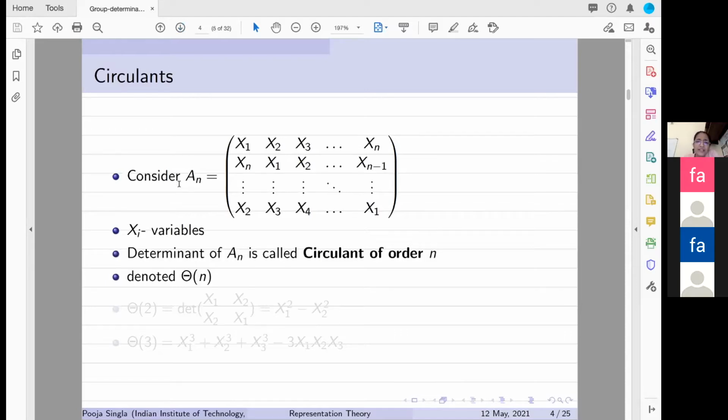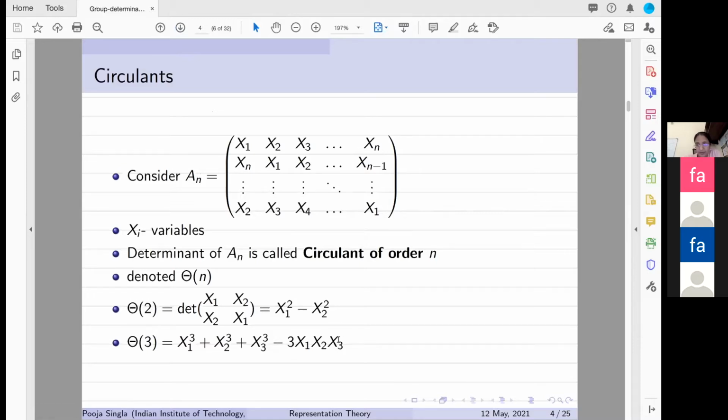So this is a cyclic matrix, and its determinant is called the circulant of order n. We will denote this by theta n, and I'll keep this notation throughout the talk. Let's see an example. If n was 2, then this matrix is nothing but x1, x2, x2, x1. So its determinant is x1 squared minus x2 squared. And for n equal to 3, one can do the computation and see that it turns out to be this polynomial.